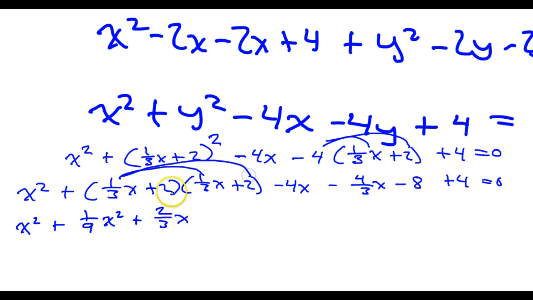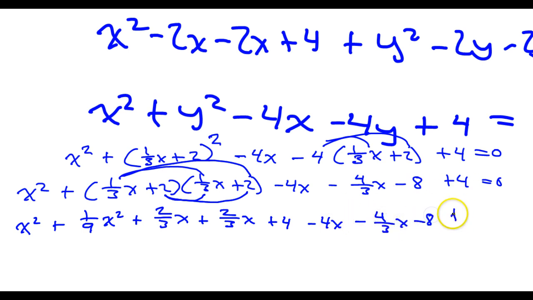Okay, so I just did that. Similarly, if I do 2 times 1/3 x, again that will make 2/3 x. And also I have to do 2 times 2, which is 4. Okay, so that brings me to the negative 4x and the rest of it: negative 4 over 3x minus 8 plus 4 equals 0.